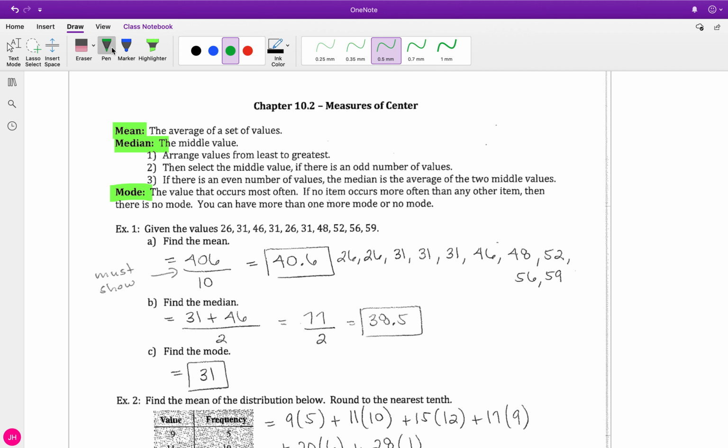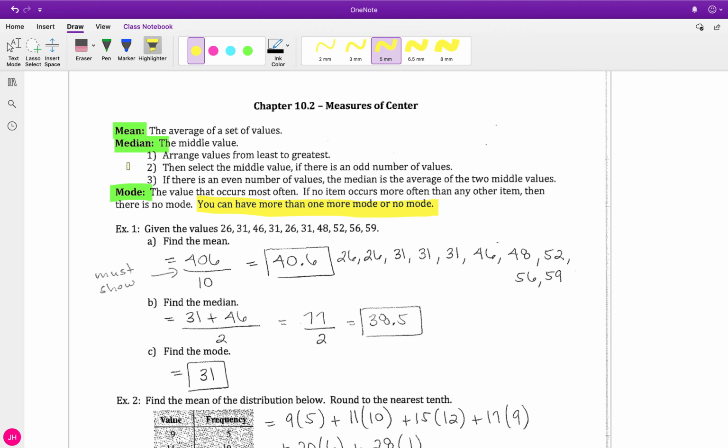Now the mode is special because it is the only one that you can have more than one answer. Everything else just has one median or one mean. With the mode, you could have more than one mode, or you could have no mode at all. And that's only true for the mode, not true for the mean and the median.